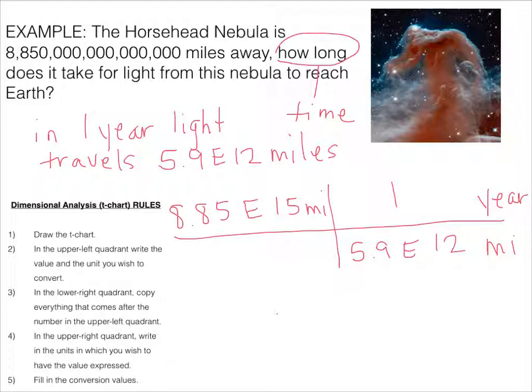Well, this equals 1,500 years. And so what that means is that the light that we see coming from the Horsehead Nebula tonight, when you go out and look in the sky, is actually the light that left that nebula 1,500 years ago. So sometime in the 500s, not in the 2000s.